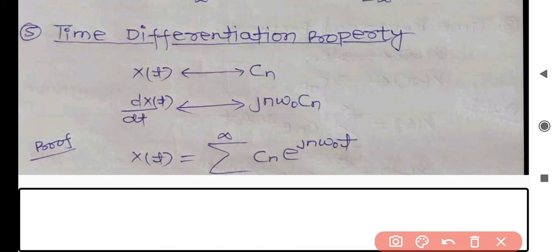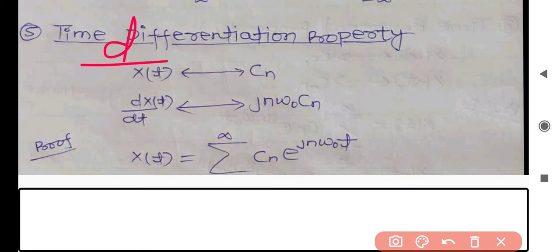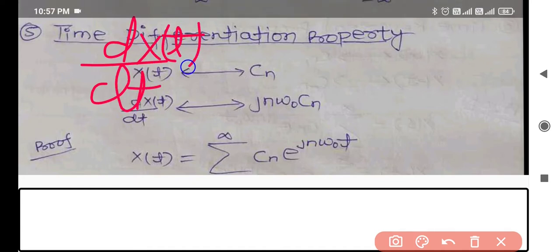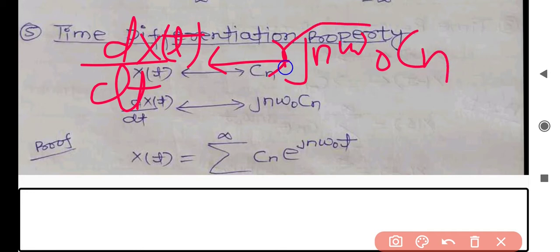This property states that if x(t) produces a Fourier coefficient Cn, then in the Fourier series of d by dt of x(t), Cn will be replaced by jn omega naught into Cn. Means Cn will be multiplied by a factor jn omega naught.